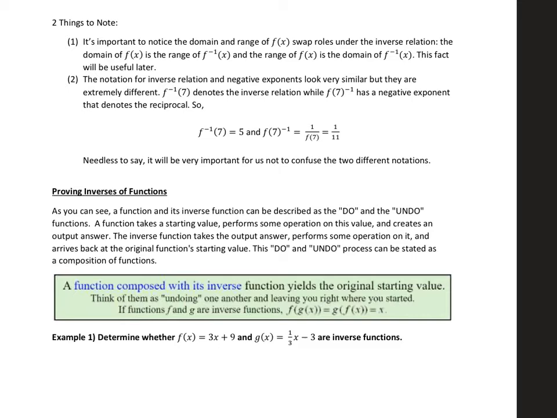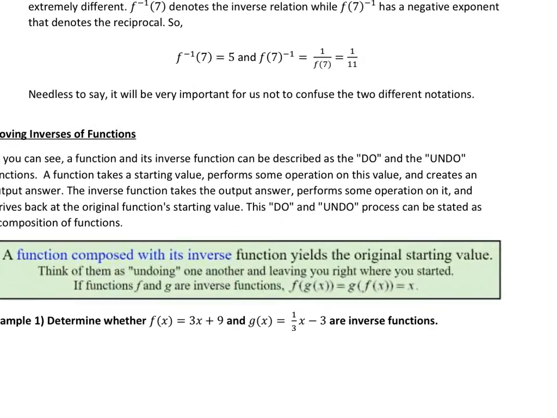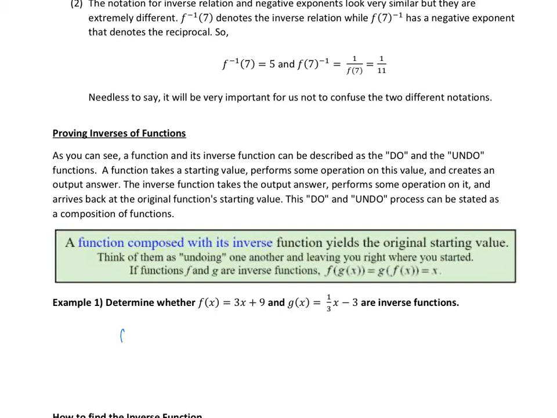If functions f and g are inverses of each other, then f of g of x is equivalent to g of f of x, which has to equal x. So in example 1, determine whether f of x equals 3x plus 9 and g of x equals 1/3 x minus 3 are considered inverse functions of each other. In order to show whether or not these two are inverses of each other, I need to take f of g of x, which says take g of x and plug it into my function f of x. So f of x was 3x plus 9. I'm going to replace x with g of x, which in this case was 1/3 x minus 3.